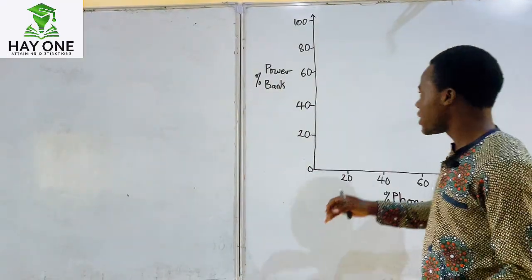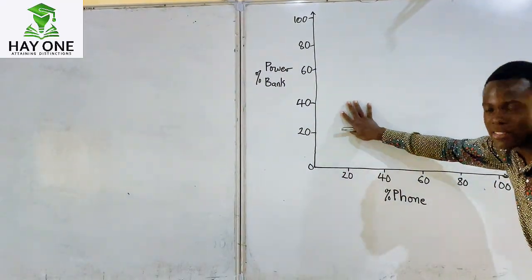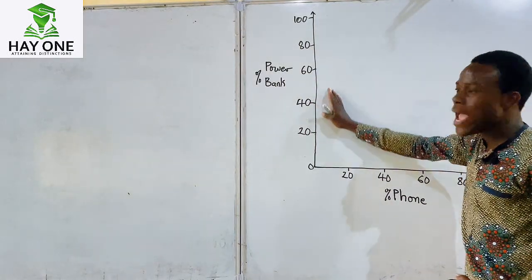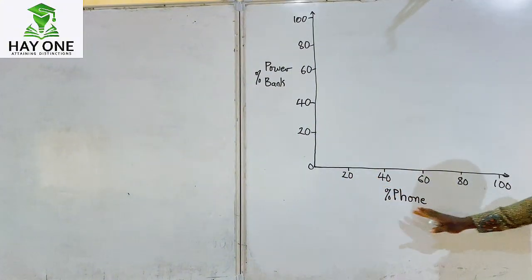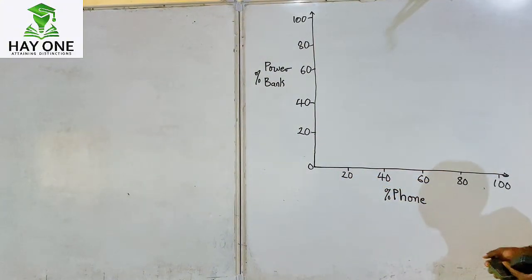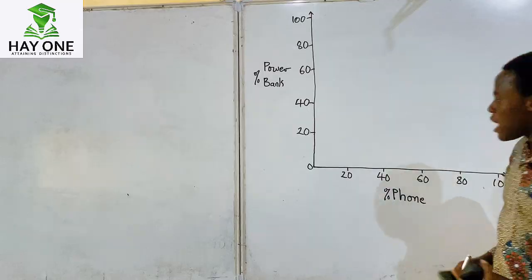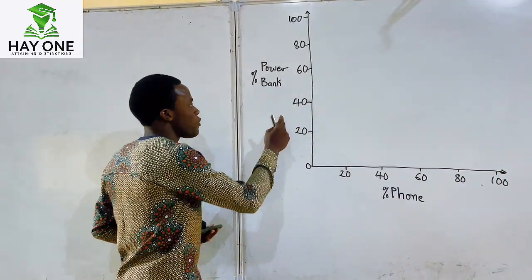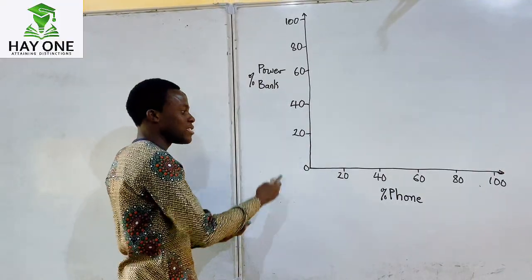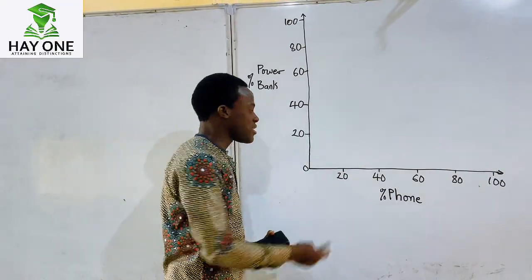And this can be illustrated in a graph like this. On our y-axis, we have power bank, then on our x-axis, we have phone. Now, let's try to illustrate this on our graph. If you look at this, on our power bank axis, we have the percentage from 20 to 100. That is 20 units. Same thing for the percentage for phone.